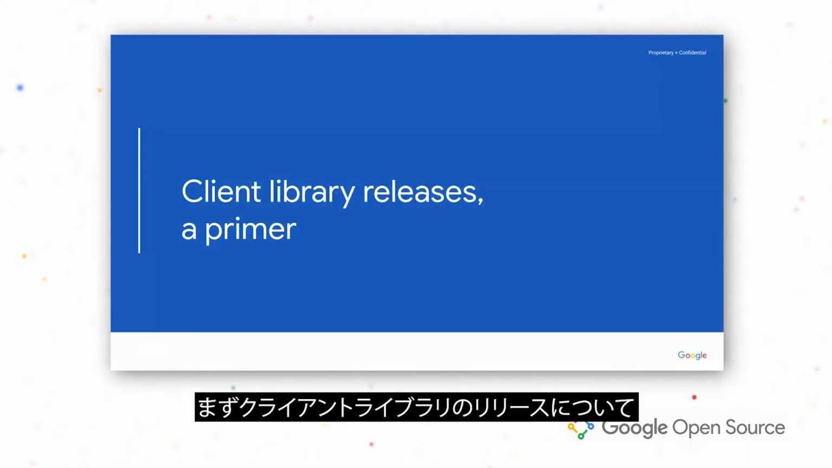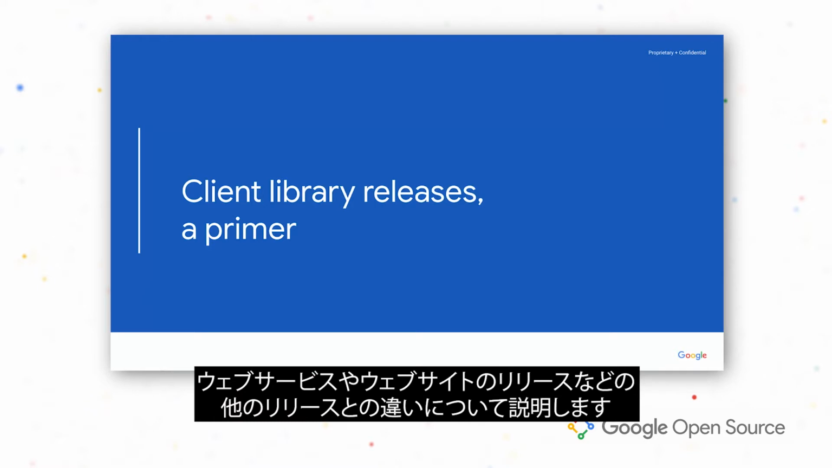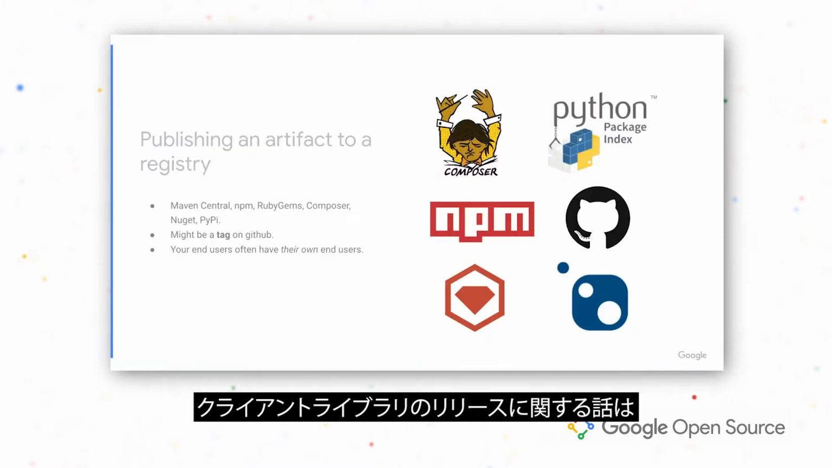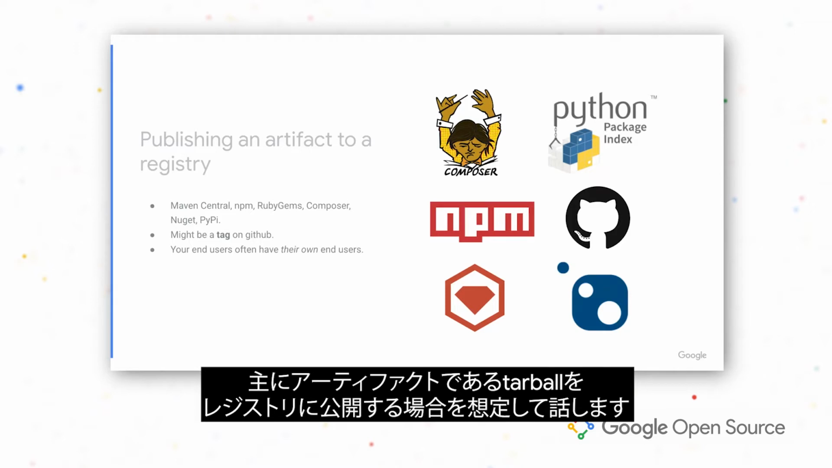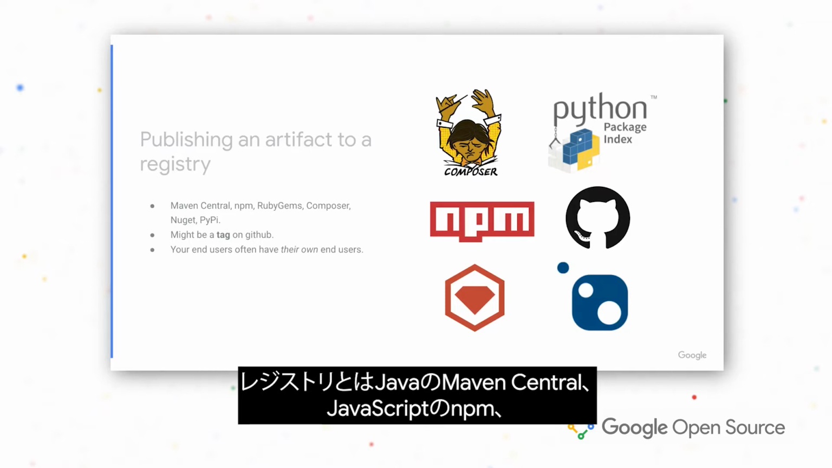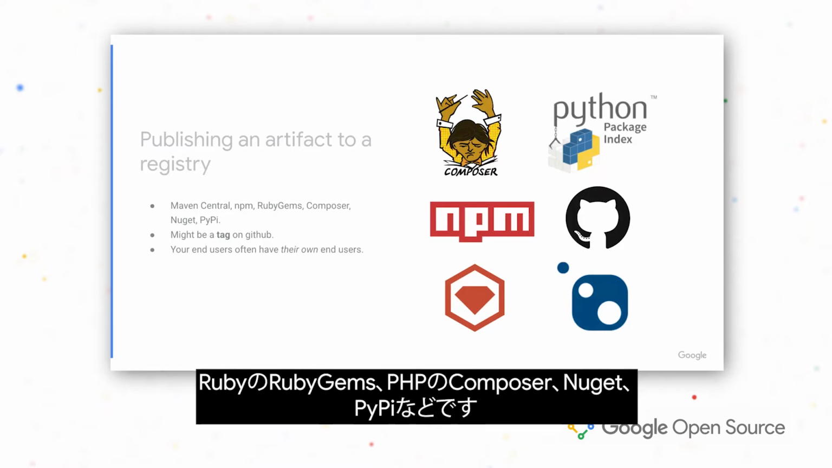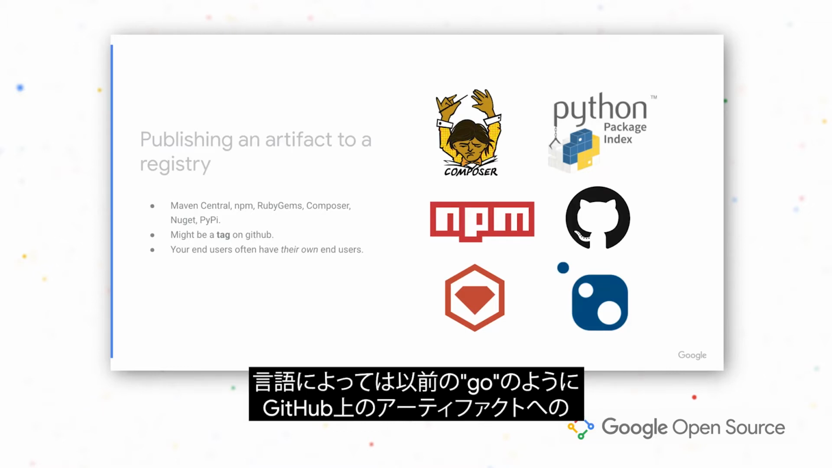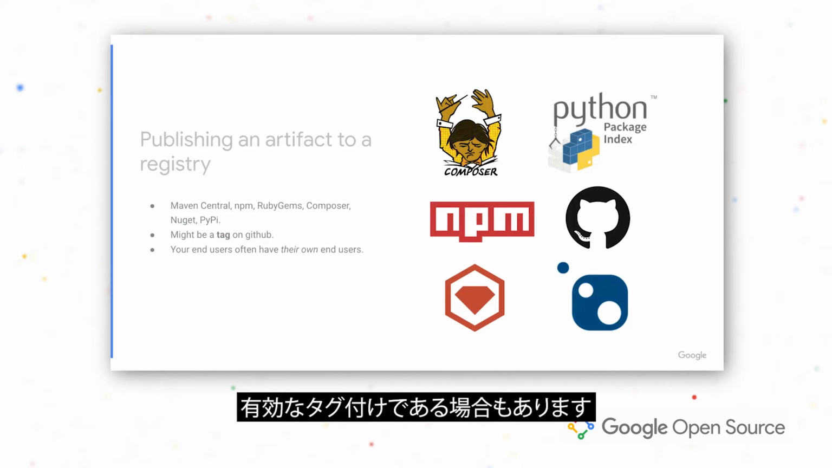So for starters, what are client library releases, and primarily how do they differ from other types of releases? For instance, releasing a web service or releasing your website. When I talk about client library releases, I'm mainly talking about the idea of taking an artifact, it's usually a tarball, and putting it up to some registry, such as Maven Central for Java or NPM for JavaScript, Ruby Gems for Ruby, Composer for PHP, NuGet, PyPI, etc. For some languages, this might also just be the act of tagging an artifact on GitHub. I know Go used to work like this.